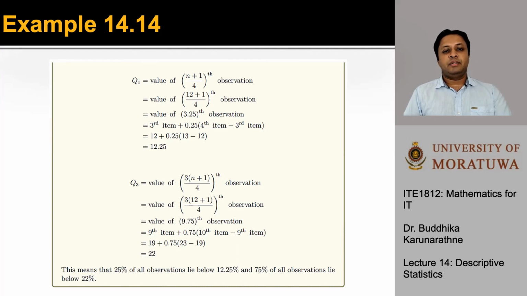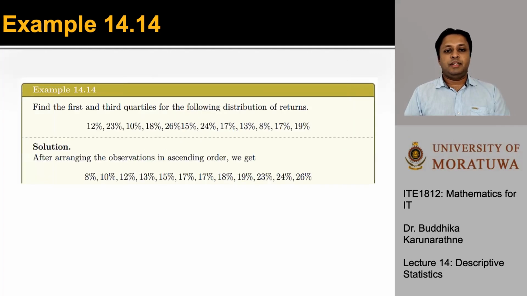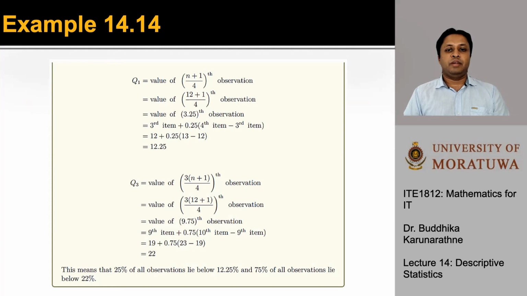So how do you do that? You take the third item plus 0.25 times (fourth item minus third item). You know the fourth item and the third item, so you can substitute those values accordingly. It comes down to 12 plus 0.25 times (13 minus 12). So 13 is the fourth item, 12 is the third item, right? Eventually it is calculated to be 12.25. So this is quartile one, the first quartile, Q1.